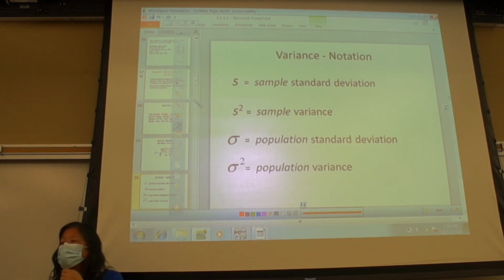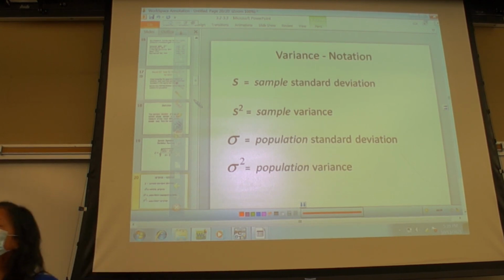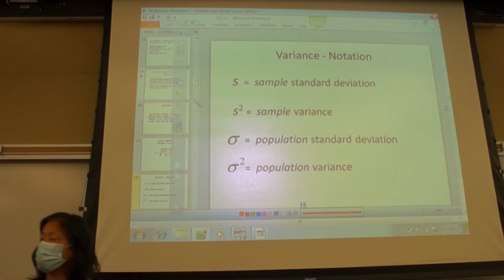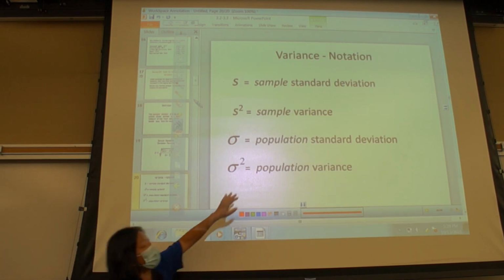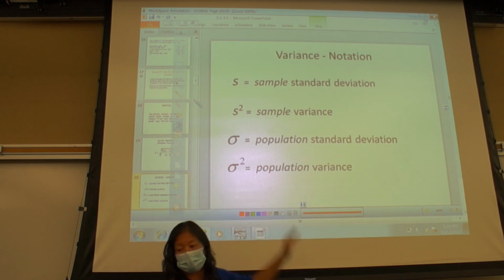You'll also notice that S is just a regular ordinary letter because it's for the sample. It's a statistic. For the population, it's a Greek letter, sigma. Sigma is my population standard deviation, and sigma squared is my population variance, because parameters for our population are always going to be Greek letters. So fill in your blanks if you need to.